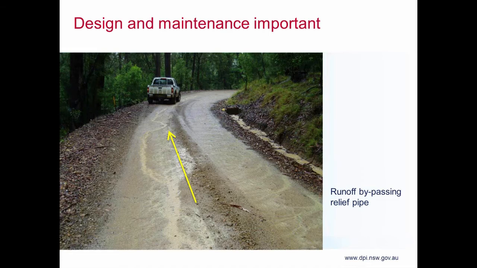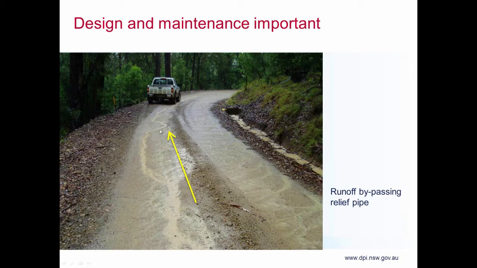So just following up on that point, design and maintenance are really important. In this particular scenario, you can see there is a lot of water running down the table drain on the right-hand side of the photograph into the sump, and then obviously into the relief pipe and out under the road. But maintenance is really important. You can see in this scenario on the left-hand side of the crown, this is the crown down the middle, the water is actually running down the road surface.